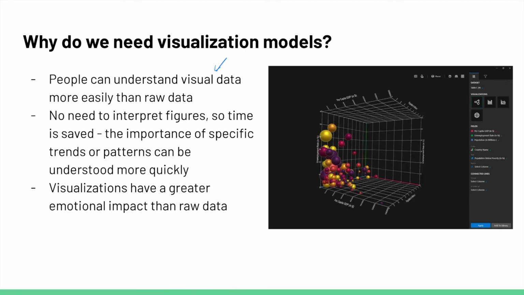We don't need to interpret figures because those figures are presented to us in physical form, and so we can save time. And we can easily see the importance of specific trends or patterns. Moreover, visualization has a greater emotional impact than raw data. Think about looking at the effectiveness of a weapon system on the battlefield and seeing a huge spike in, for example, the number of enemy soldiers it's killed on a graph, in place of seeing just numbers, right? So visualization can have a greater emotional impact by its ability to easily display specific trends or patterns that have an impact.